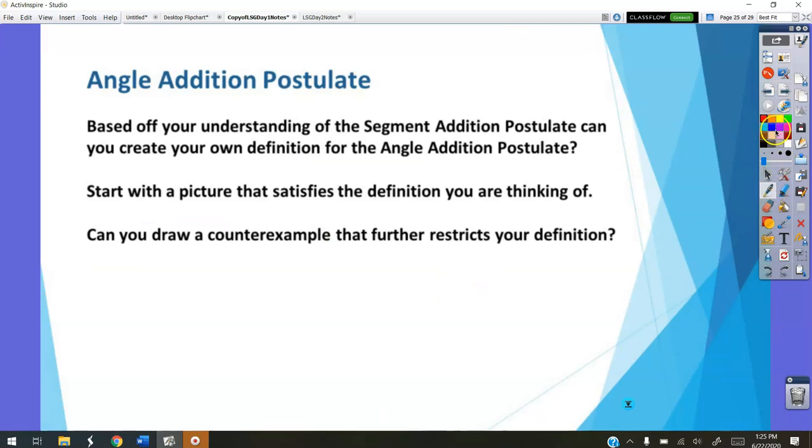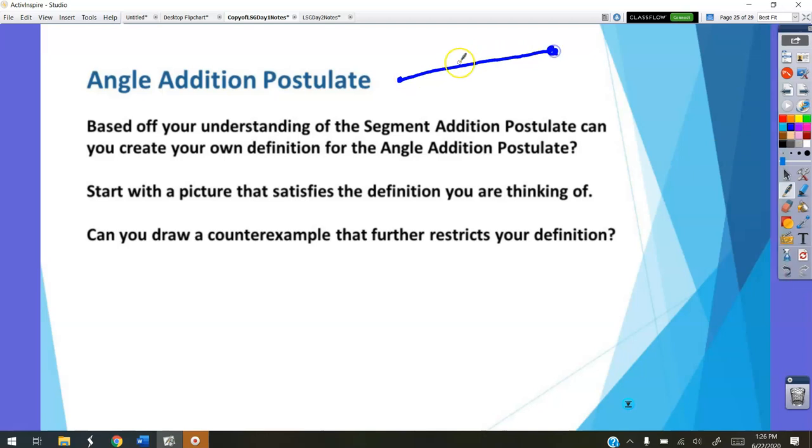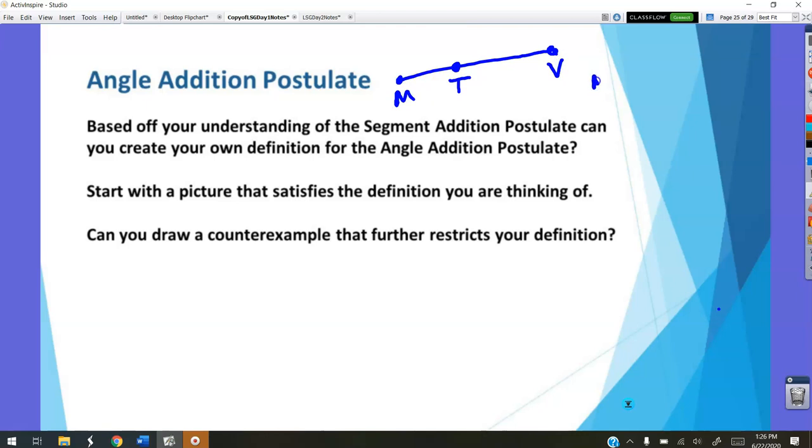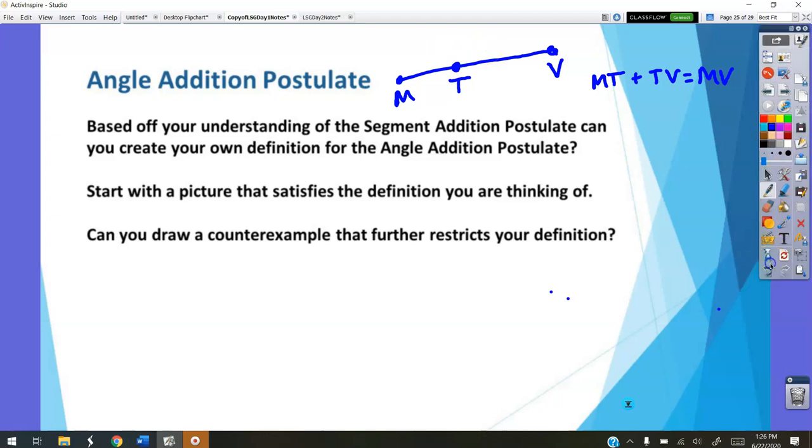So you know how yesterday, or earlier today, we did segment addition postulate, where I said you can add up the parts of a segment. So like if I had MTV, you could say, well, if I add MT, this part, plus this part of the segment, that should add up to the whole segment, which would be MV. That was segment addition postulate. Basically, add the parts up and set them equal to the whole thing. Well, that's true for segments. It's also true for angles.